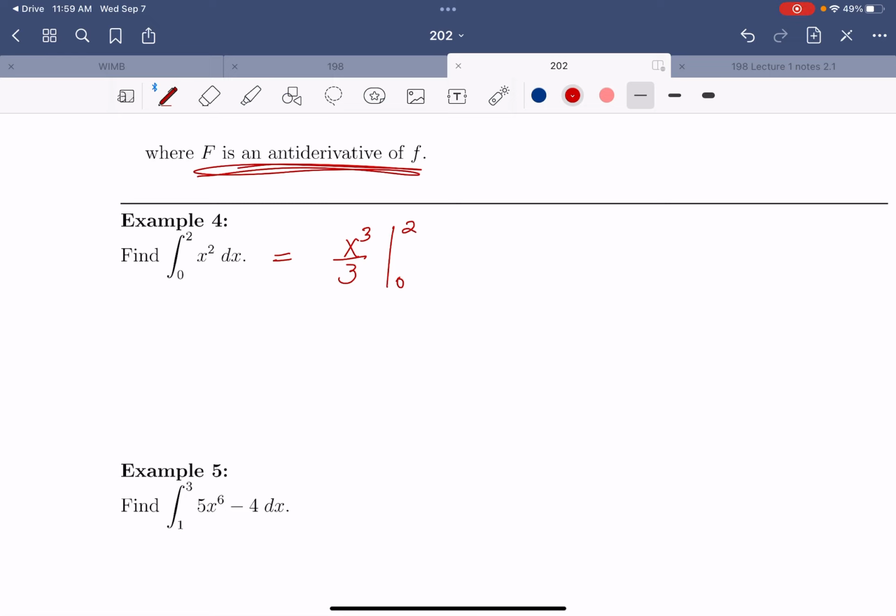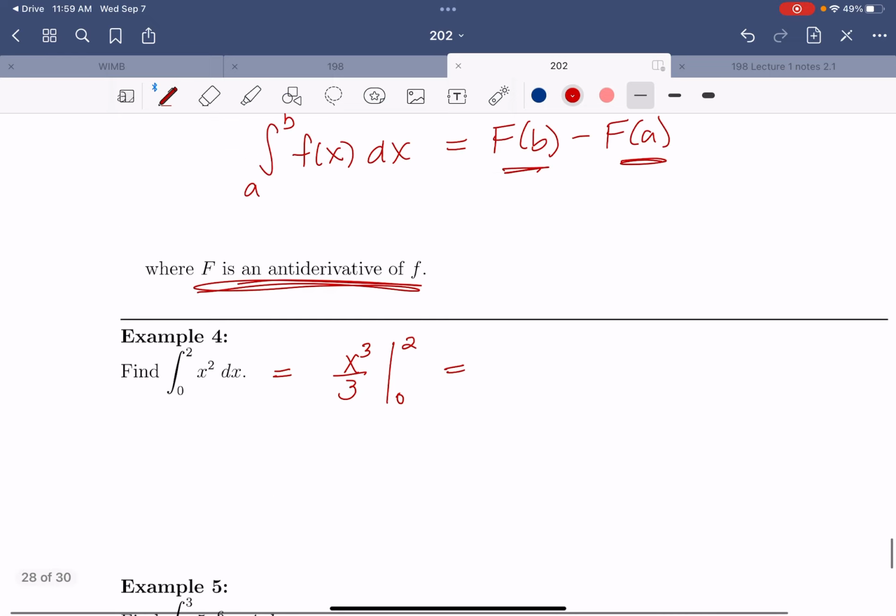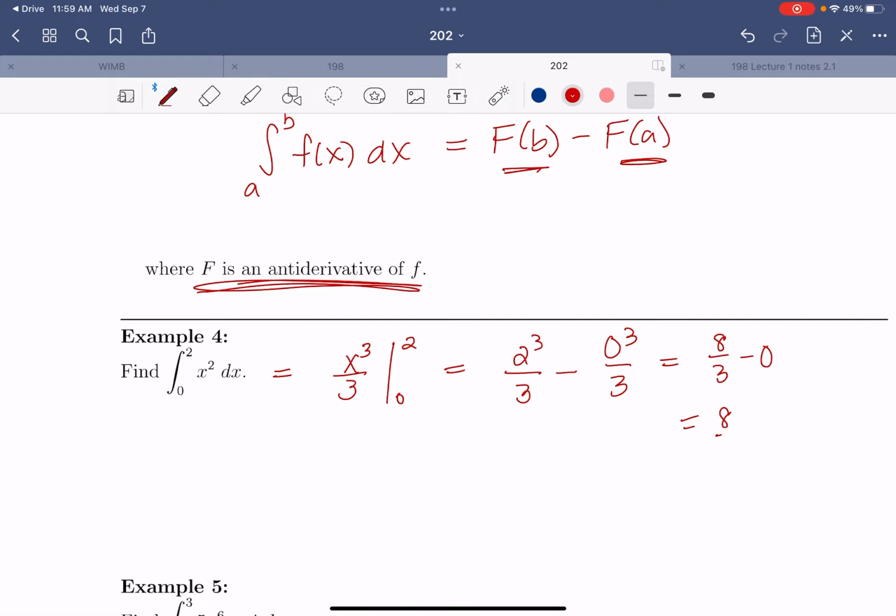Then what it says is we want to plug our upper bound into our antiderivative. So that means 2 cubed over 3 minus, then evaluate it at your lower bound. So plug in 0, 0 cubed over 3. And this turns out to be 8/3 minus 0, which is 8 over 3.